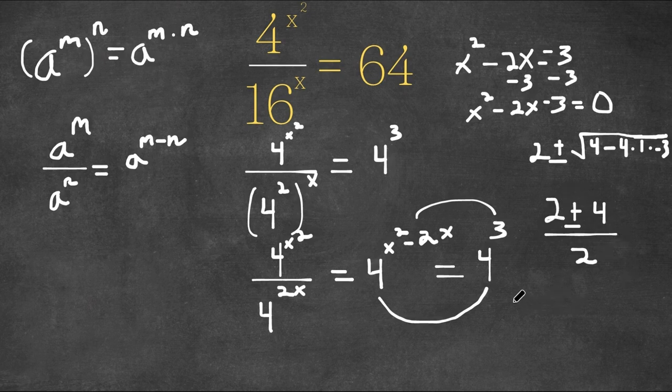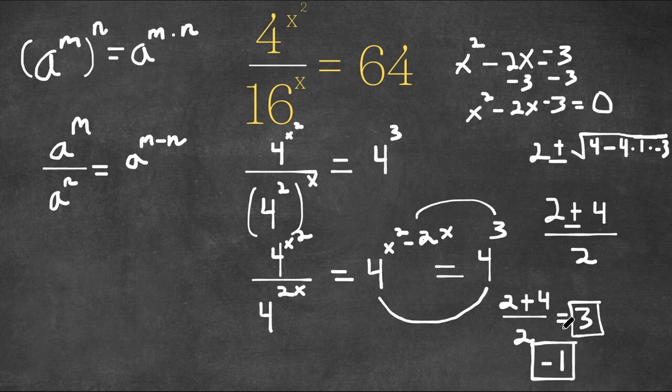Now, this gives us two expressions, 2 plus 4 over 2. 2 plus 4 is 6. 6 divided by 2 is 3. So this is one solution. And we also have 2 minus 4 over 2. 2 minus 4 is negative 2. Negative 2 over 2 is negative 1. So negative 1 would also be another solution. So these are our two solutions to this problem.